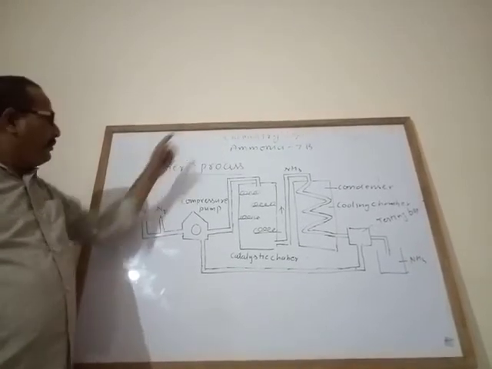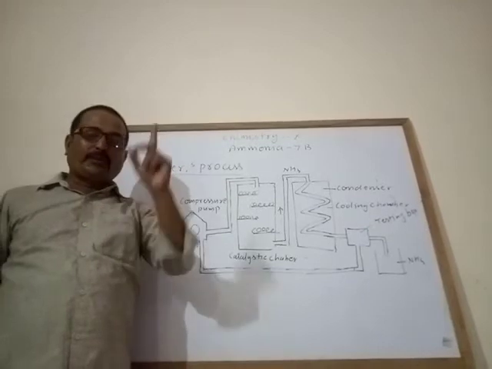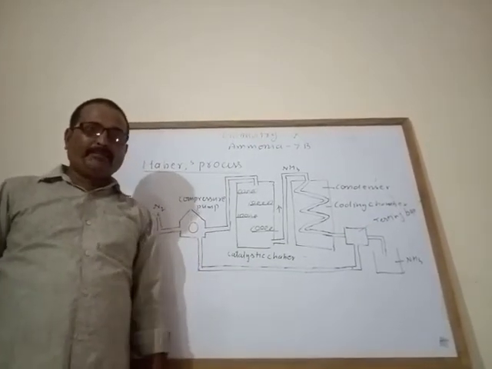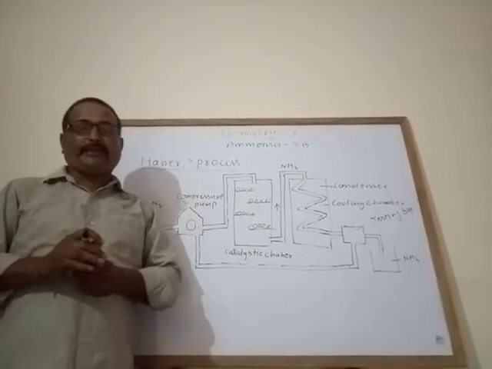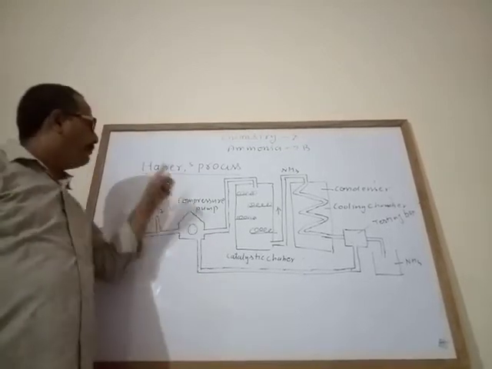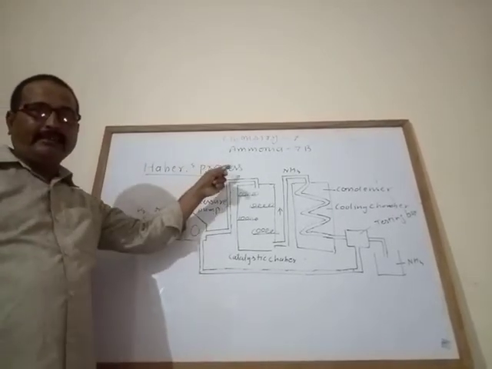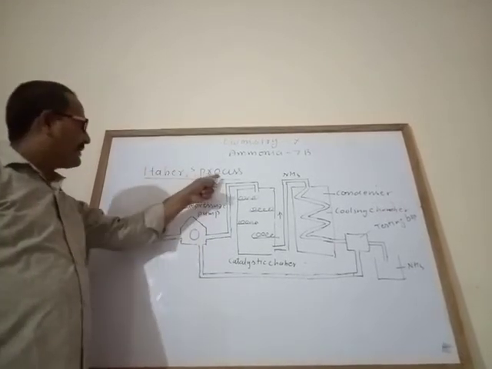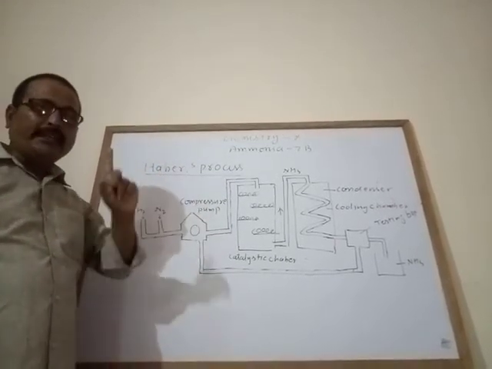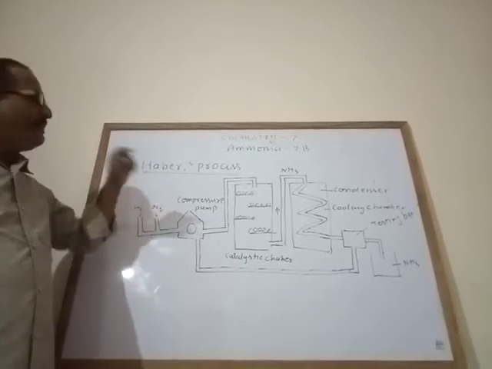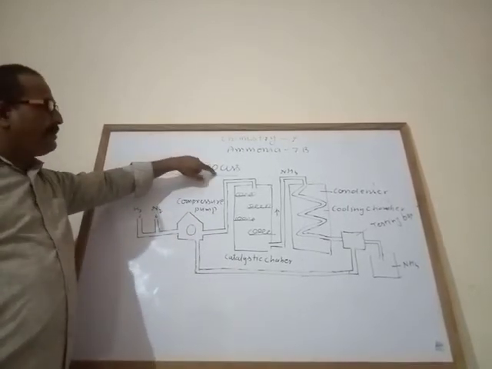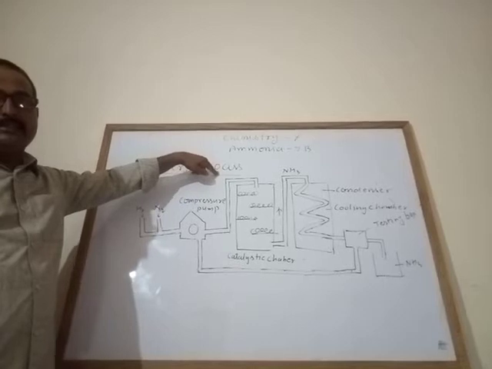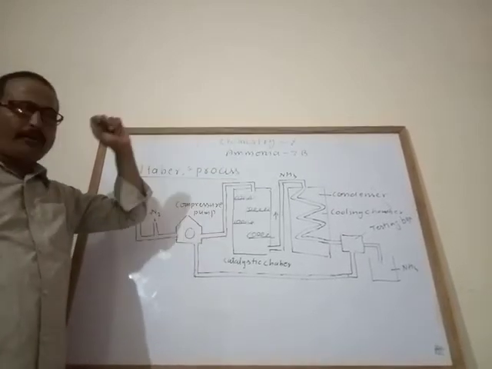What is the purpose of the Haber process? One question always comes in the board. What is the purpose of Haber process? To prepare ammonia on a large scale. Means Haber process is used for preparation of ammonia on a large scale. Very easy process is that.